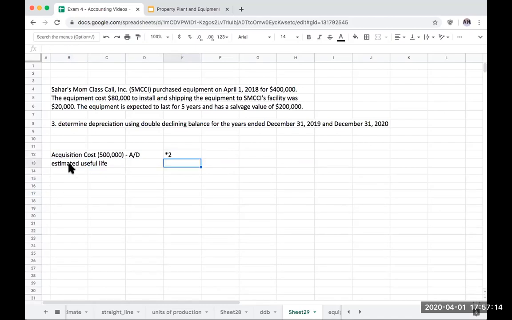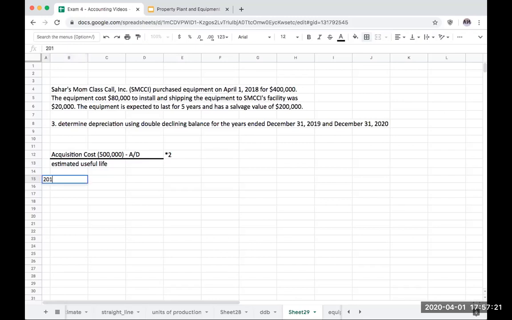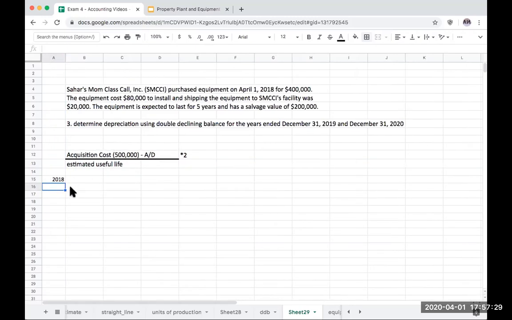Okay, so as I look at this question, let's do this first for 2018. Even though it's asking us for 2019 and 2020, if I was doing straight line, I could just compute it and I would get the full value for 2019 and 2020. Because double declining balance is a function of the amount of depreciation that I have taken previously, I need to compute depreciation for every year that I own the asset.